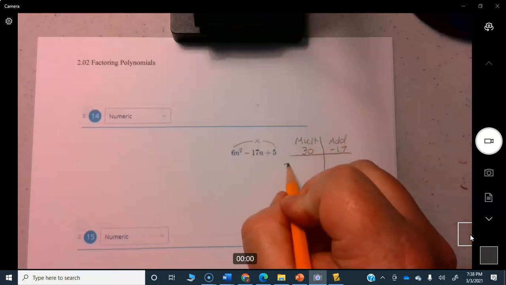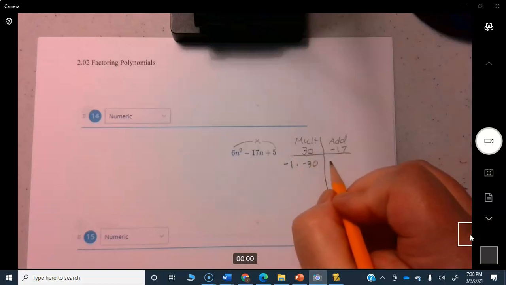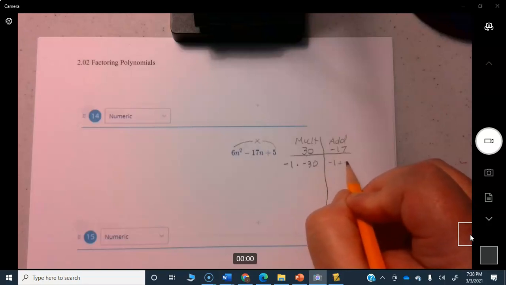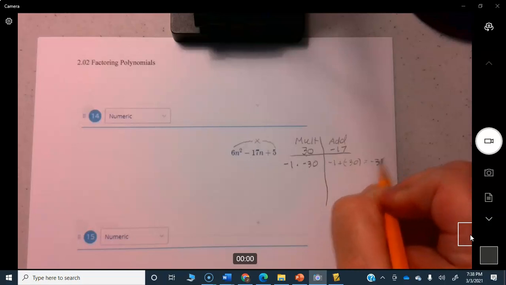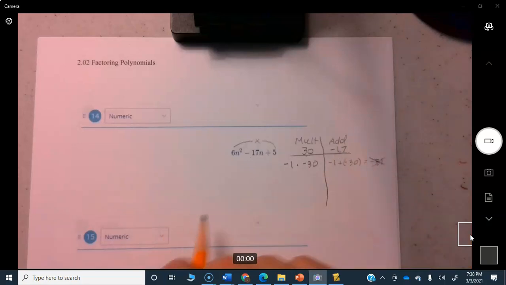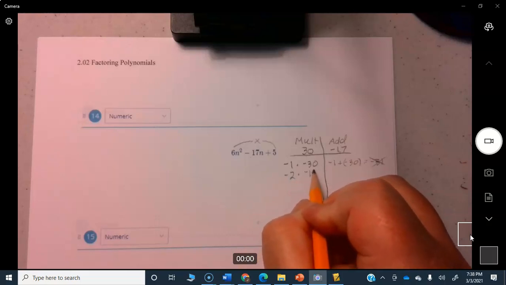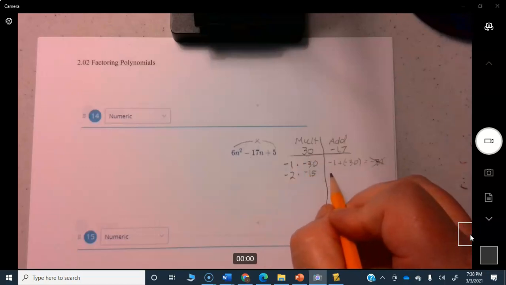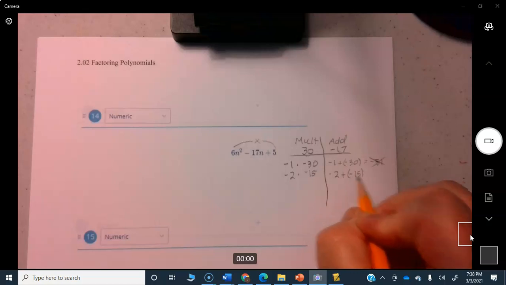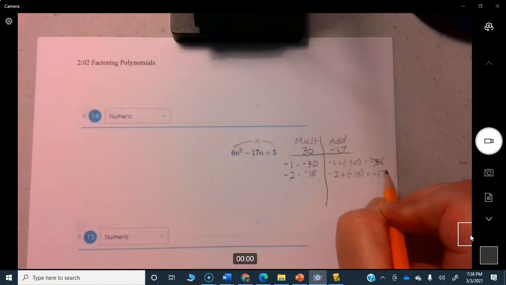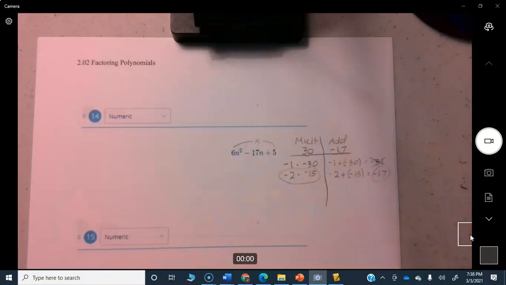So I'm going to start with a negative 1 times a negative 30. That equals positive 30. Negative 1 plus negative 30 equals negative 31. That's not what we're looking for. We're looking for negative 17. Negative 2 times negative 15 equals positive 30. Negative 2 plus negative 15 equals negative 17. That's what we wanted. So the two numbers we're looking for are negative 2 and negative 15.